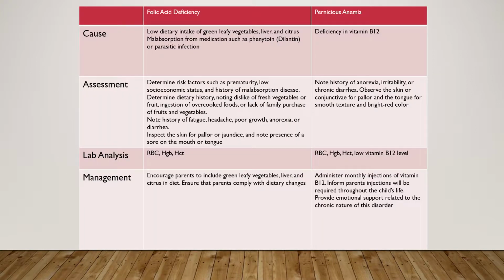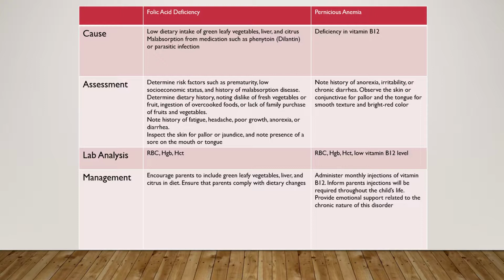A couple other nutritional deficiencies, folic acid and pernicious anemia. You do need to know the difference between the two. The causes are different, the treatment's different. Folic acid, it's a low dietary intake of green leafy vegetables, liver and citrus.